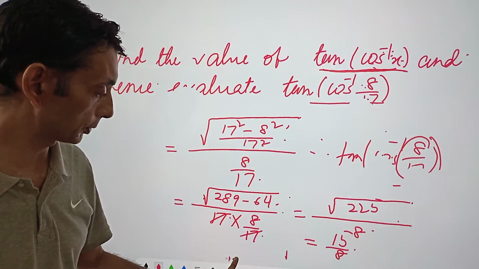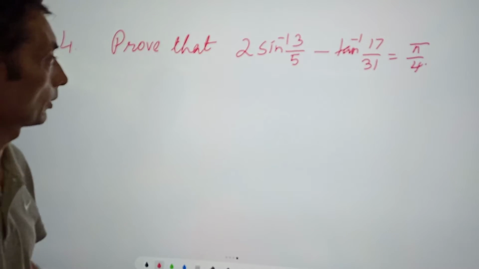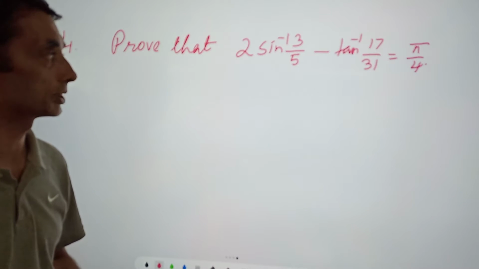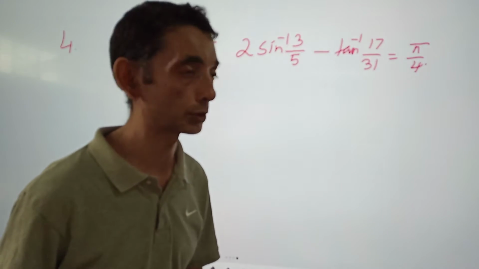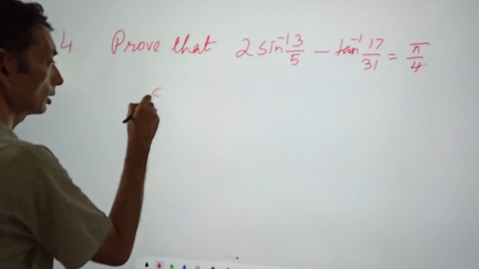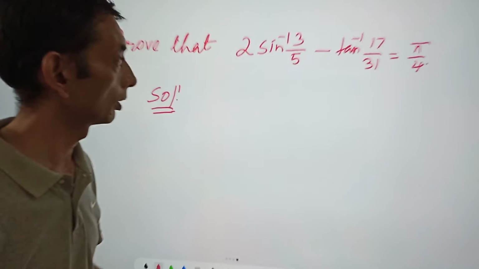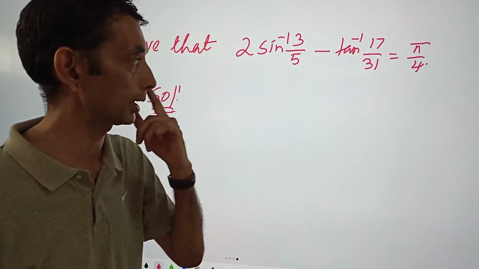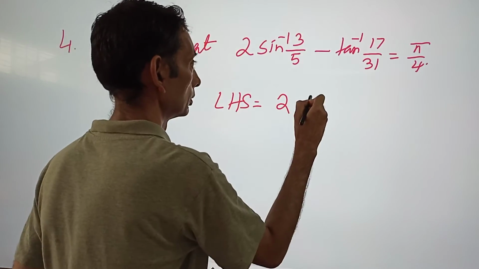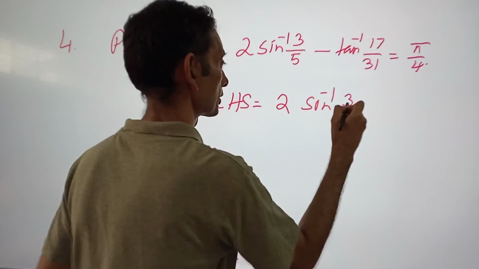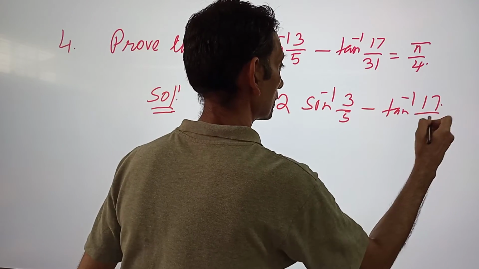So let's move to another question: prove that 2 sine inverse 3 by 5 minus tan inverse 17 by 31 equals pi by 4. This is also a very simple example. Prove that this expression is equal to pi by 4. So just start with the left hand side. Left hand side is 2 sine inverse 3 by 5 minus tan inverse 17 by 31.